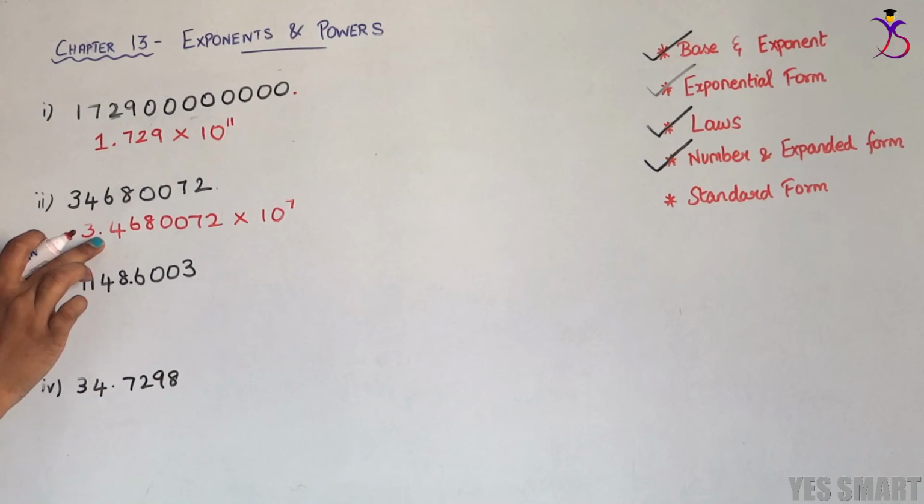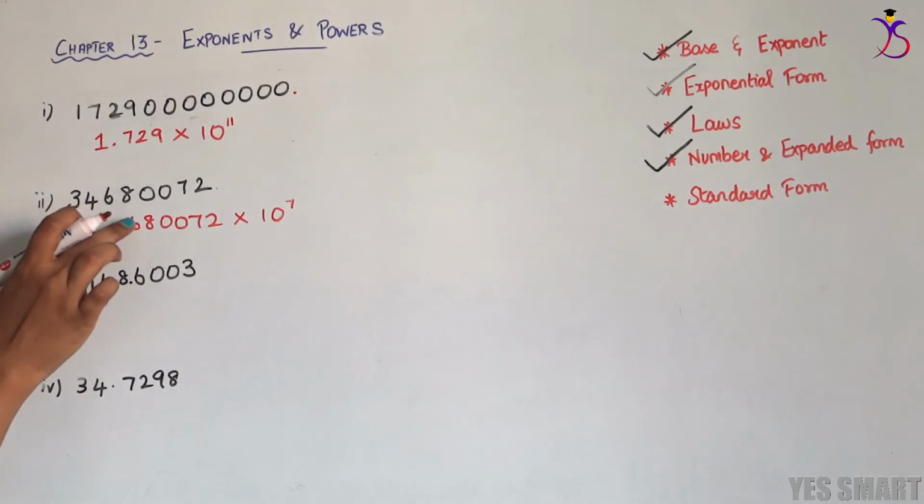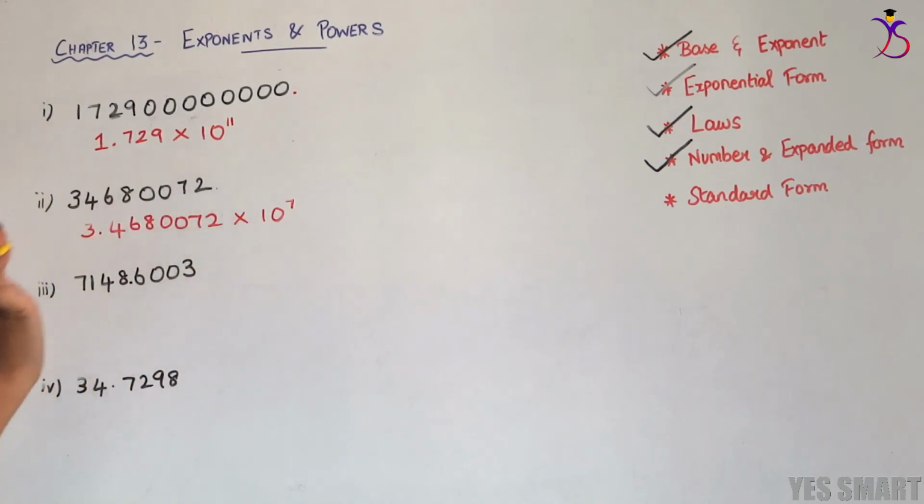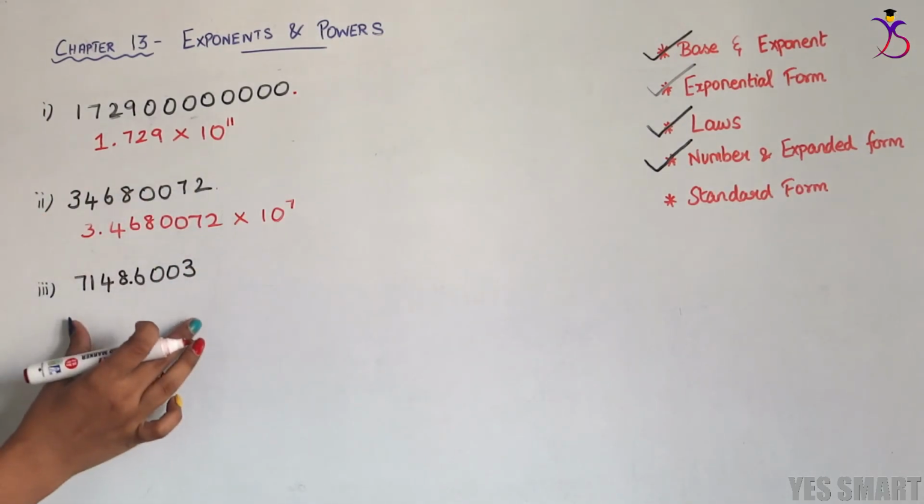Now if you try representing the standard form back as the original number, we should get the same question. So the decimal point from here has to move 7 places to the right hand side because this is a multiplication. 1, 2, 3, 4, 5, 6, 7. So we got the question back. Now moving on to the next example.